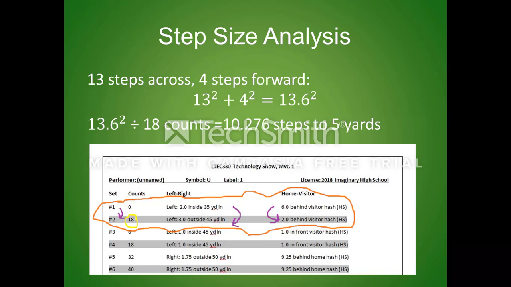So she takes 13 squared plus 4 squared, which equals 13.6 squared. She takes 13.6 and divides it by 18 counts for 1 step every count for 18 counts, which equates to 10.276 steps to every 5 yards for her, which she would go on to say would be a little bit smaller than her general 8 to 5 step. 8 to 5 step meaning 8 steps to every 5 yards with the 22.5-inch stride.